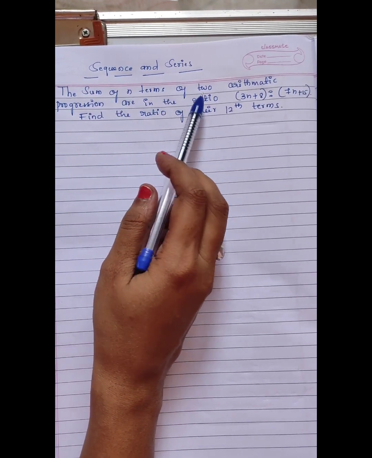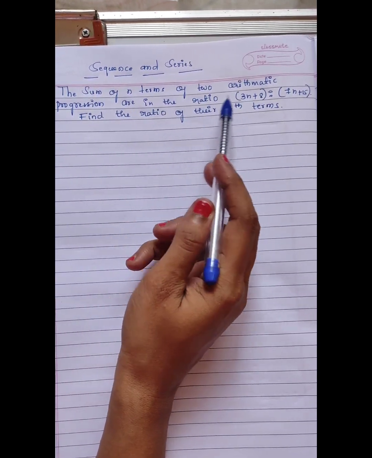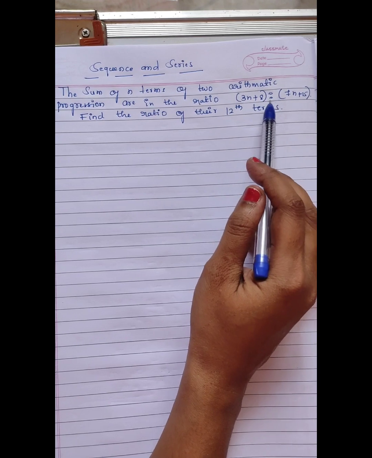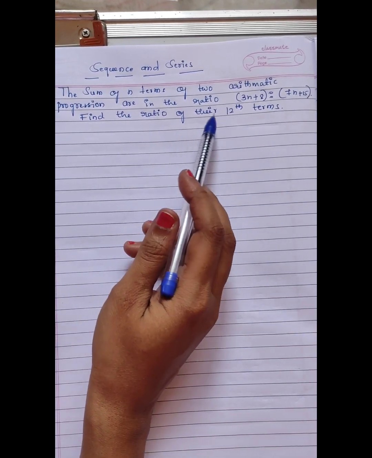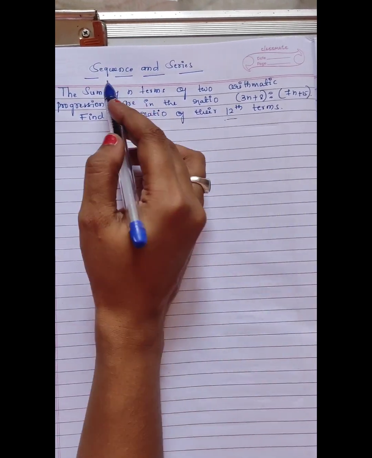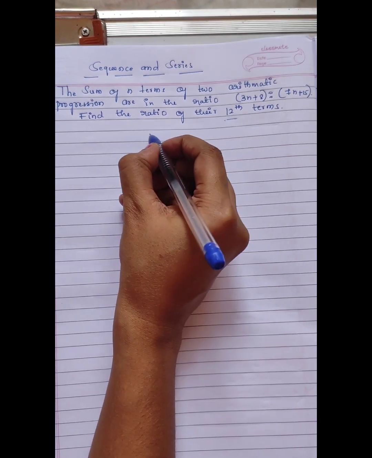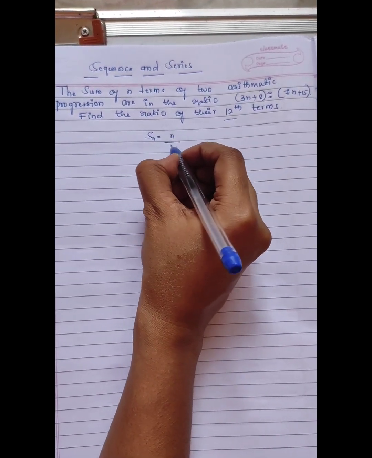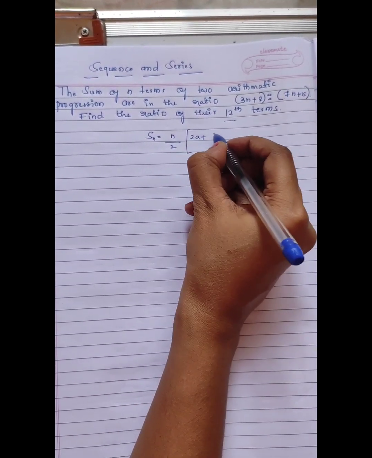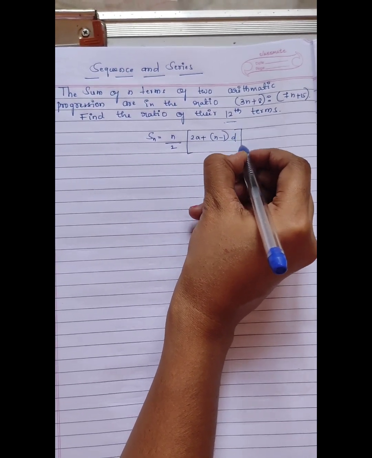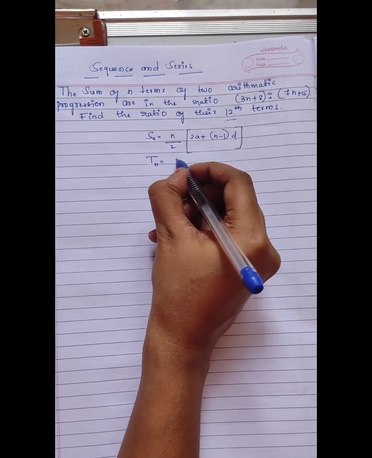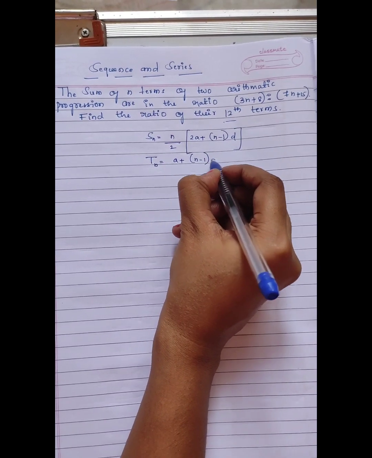The sum of n terms of two arithmetic progressions are in the ratio of 3n plus 8 is to 7n plus 15. Find the ratio of the 12th terms. So in sequence and series, the summation formula will be Sn equal to n by 2 into [2a plus (n minus 1) into d]. The nth term formula will be a plus (n minus 1) into d.